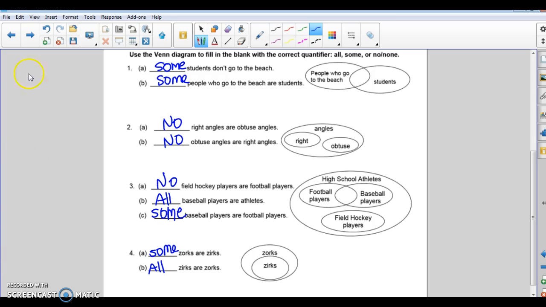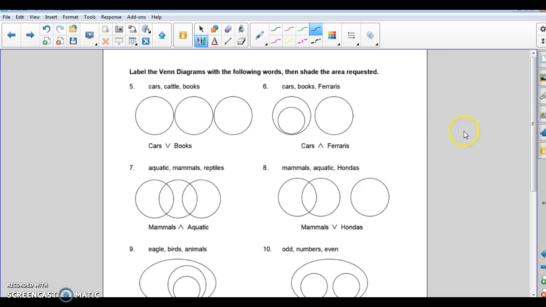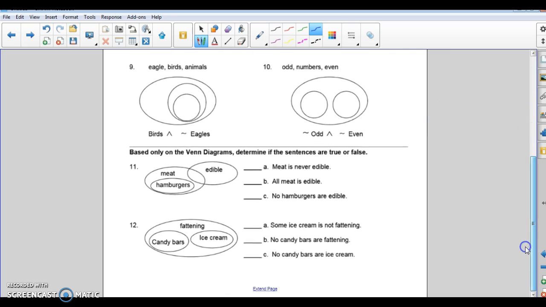Also, there's a last page. I want everyone to try it, and then we'll go over the answers in class. So that's going to be your homework as well.